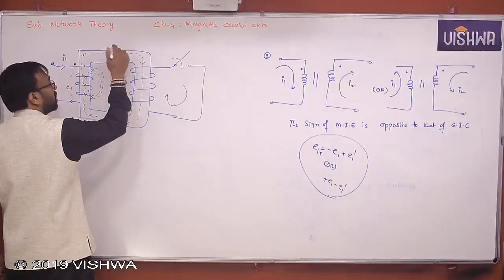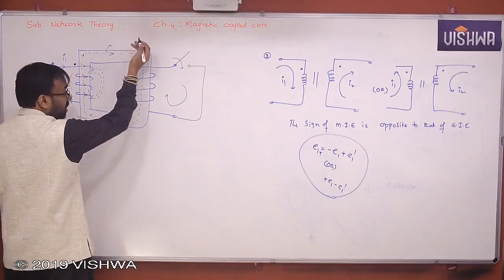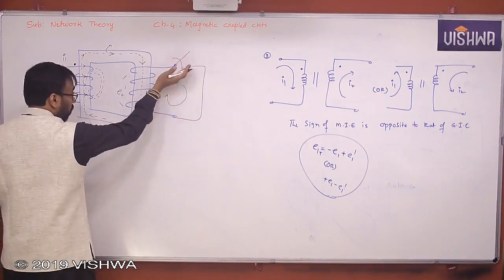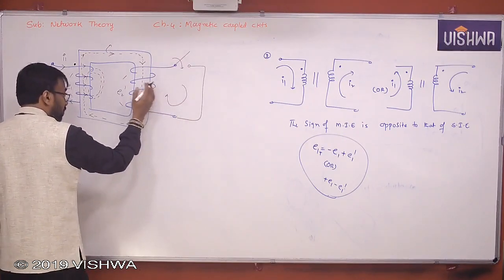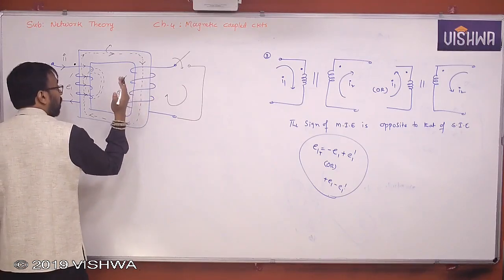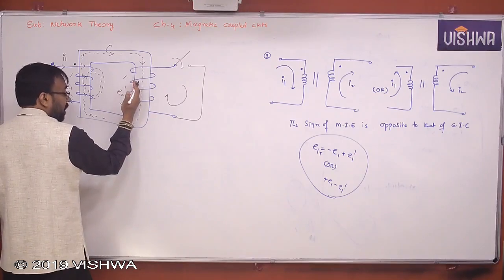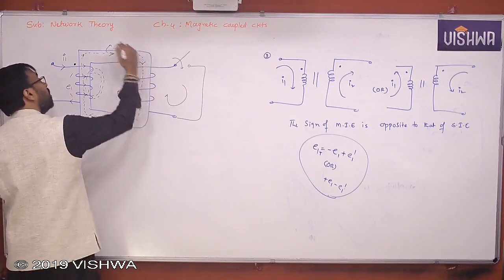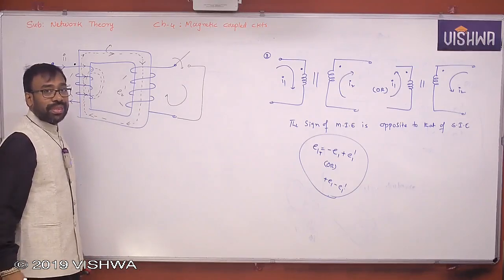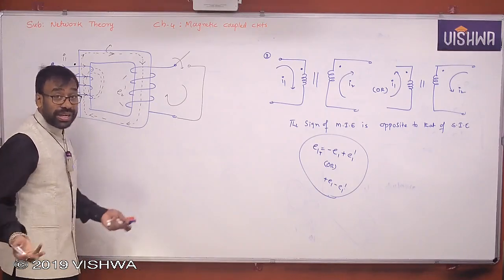The main flux. Let us assume that this is the main flux, or else the flux emanating from the primary. And because of this closed path, current is delivered, and the flux developed or induced in the secondary coil is trying to oppose the flux emanating from the primary coil, according to Lenz's law. Now you know the direction of the flux.